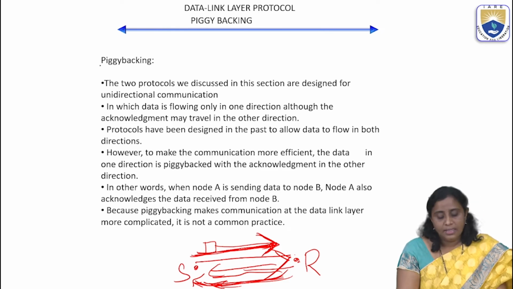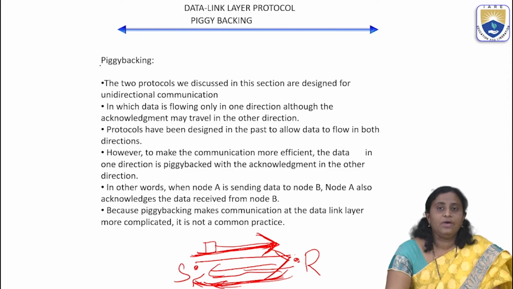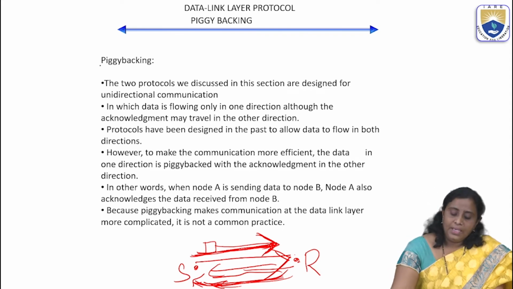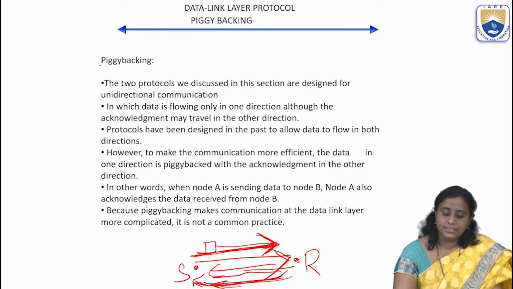However, to make the communication more efficient, the data in one direction is piggybacked with the acknowledgement in the other direction. In other words, when node A is sending to node B, node A also acknowledges the data received from node B. Because piggybacking makes communication at the data link layer more complicated, it is not a common practice.